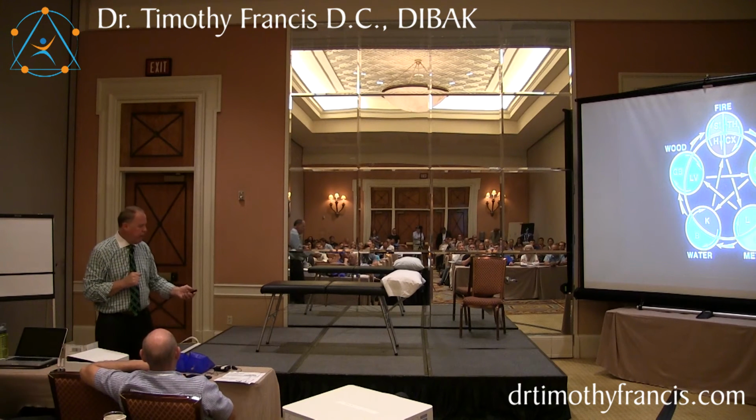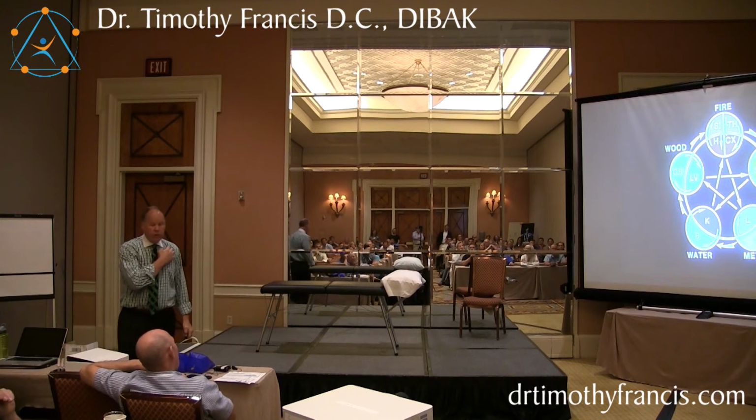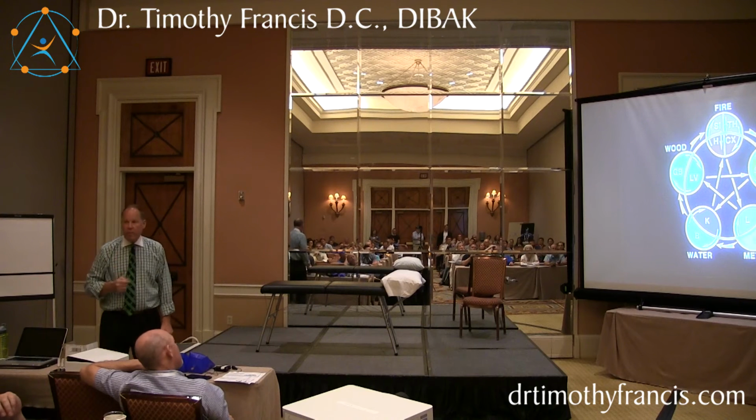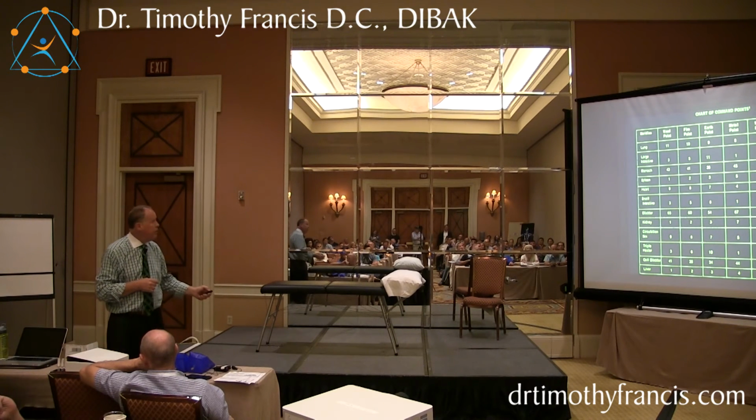Right. Go backwards on the CO. So just go backwards on the CO. Test the pec major clavicular, middle trap. Let's say you found a weak pec major clavicular. You treat the element point on the deficient meridian. So you treat the water point on the deficient meridian.